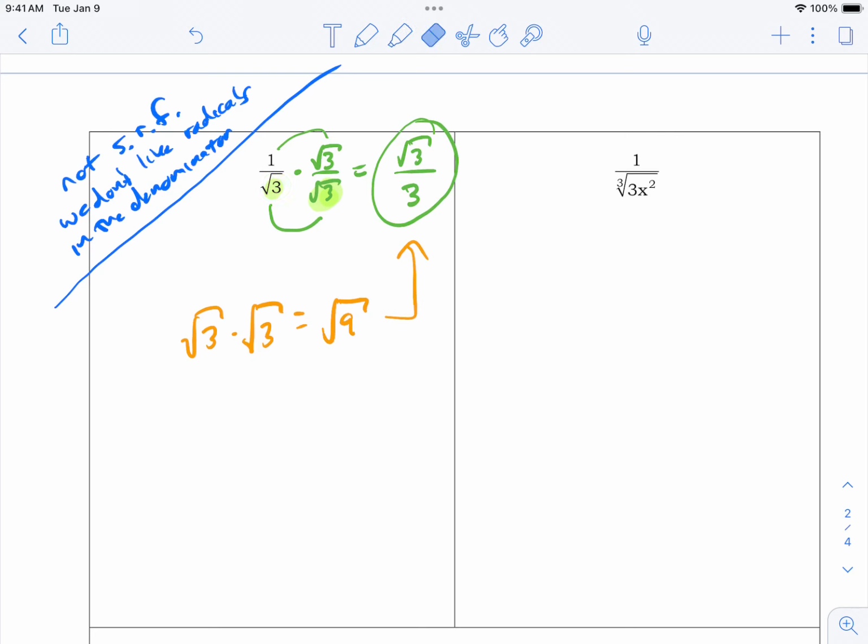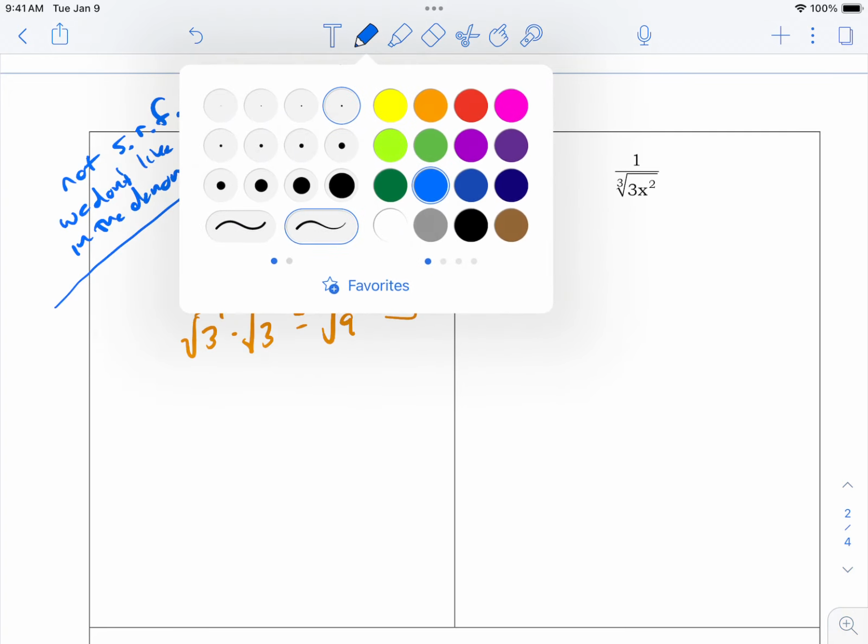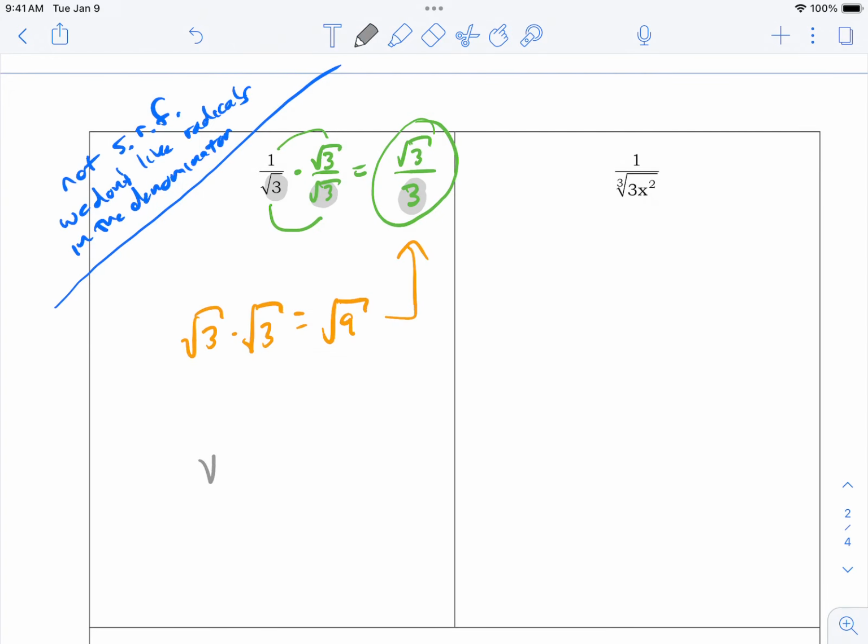Let me erase the green if I can. Okay, why did it work over here to multiply square root of 3 times square root of 3 to get a 3? It worked because another way to write this is to say it's the square root of 3 squared. The square root is canceling the square.